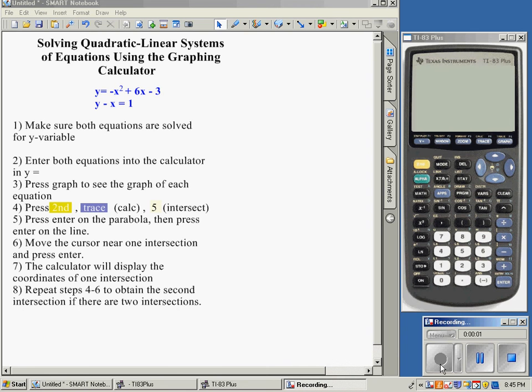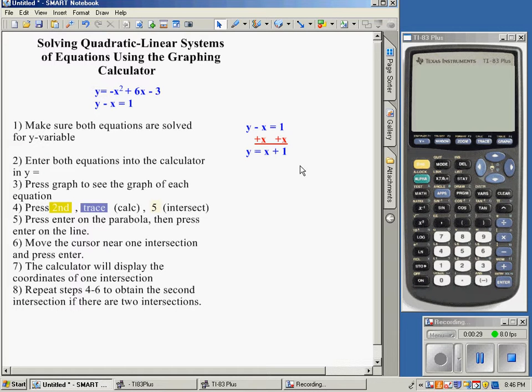This video is on solving systems of equations that involve quadratic and linear equations. The first thing we need to make sure we do is solve both equations for the y variable. You'll notice in our example here that the second equation is not solved for y. So the first thing we have to do is solve the second equation for y. We'll do this by adding x to both sides, and we'll get the equation y equals x plus 1.